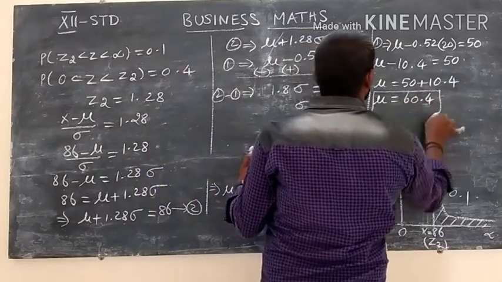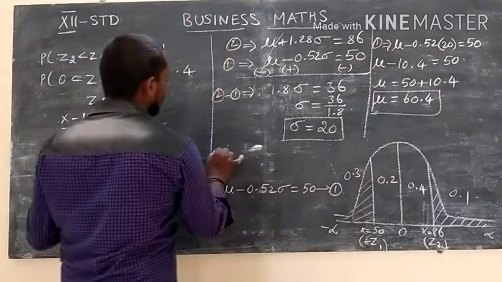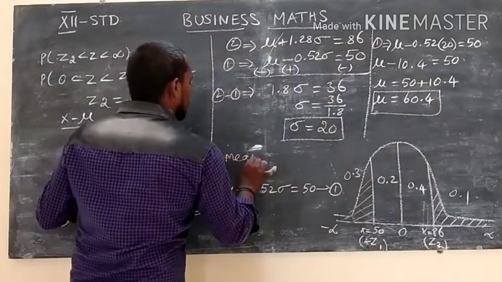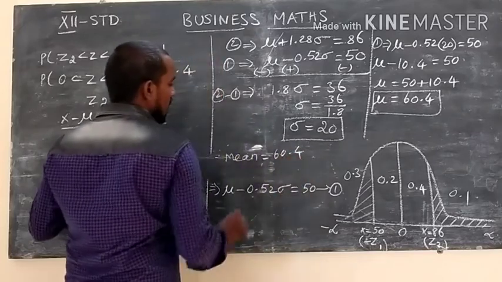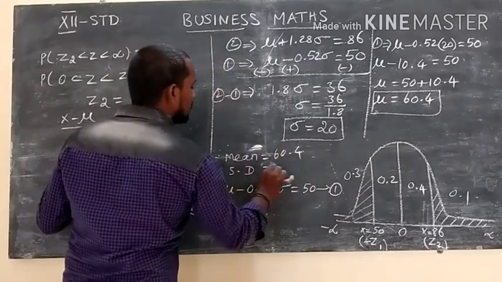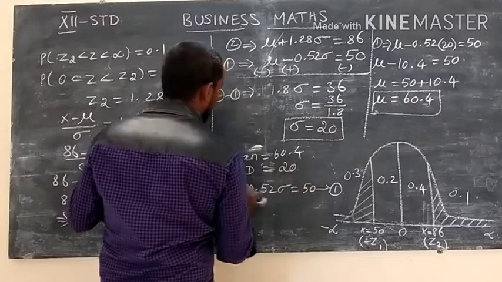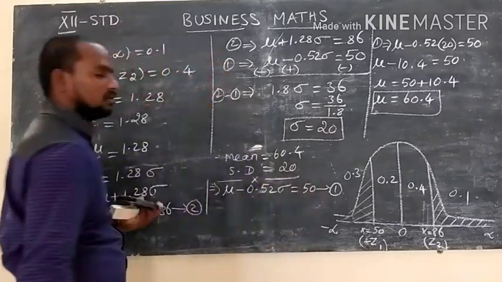Therefore, the mean of the normal distribution is 60.4 and the standard deviation of the normal distribution is 20. That's the answer. Have you understood?